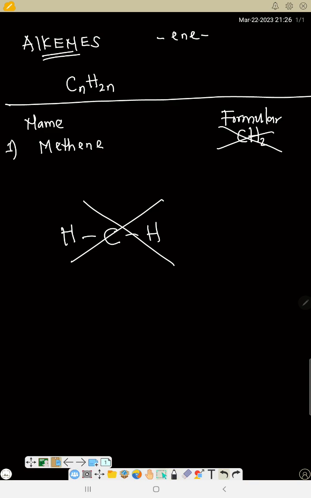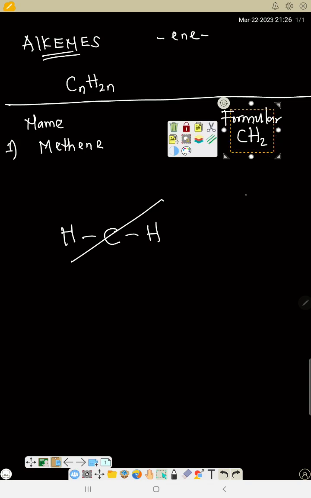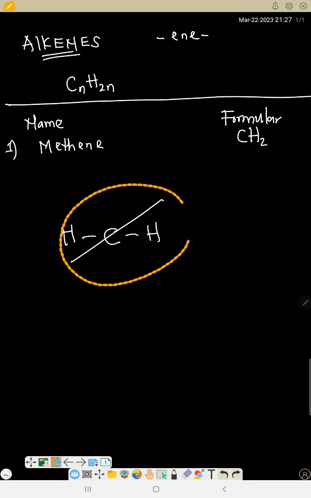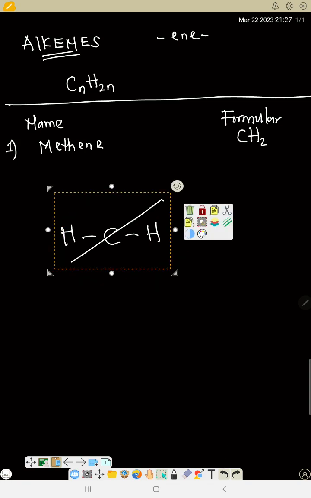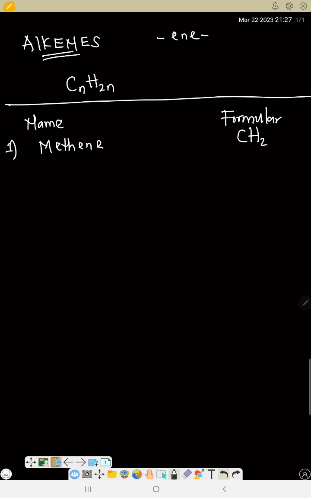There is no way I can write methene, because anyhow you write it, it won't tally, because methene should be CH2 and carbon here can only take one bond. So you cannot achieve the correct structural pattern. So that means methene does not exist. So let's move to the second one, which is eth.